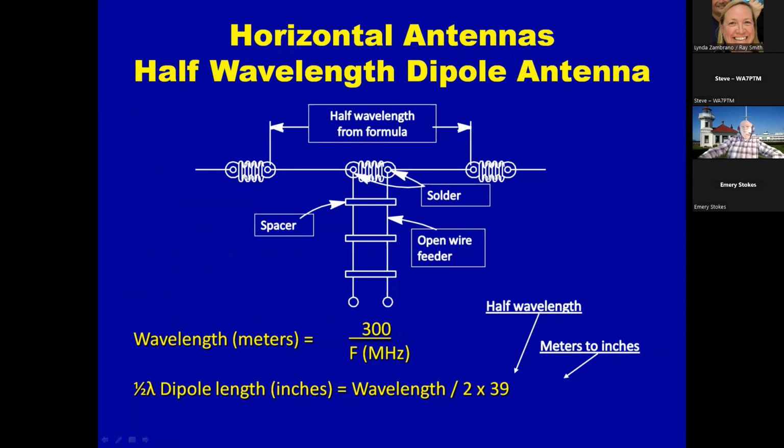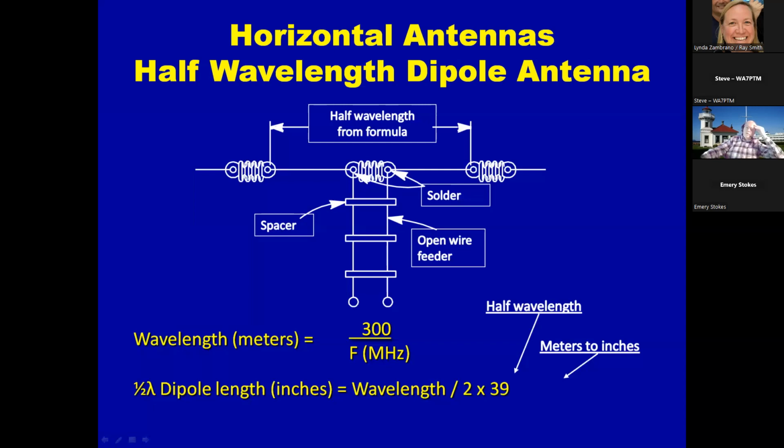So you can see how you've got basically half the antenna on one side and the other half on the other. It's a half wavelength overall, which means each side's a quarter wavelength. And remember, the formula for wavelength in meters is 300 divided by the frequency in megahertz. So a half wave dipole overall length in inches would be the wavelength divided by 2 times 39. Divided by 2 is a half wavelength, and 39 is a conversion factor from meters to inches.